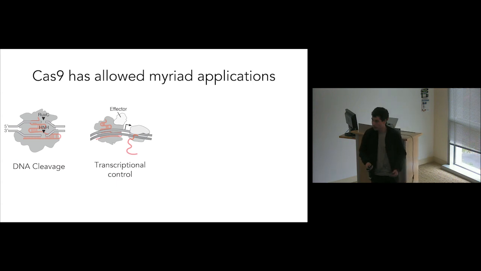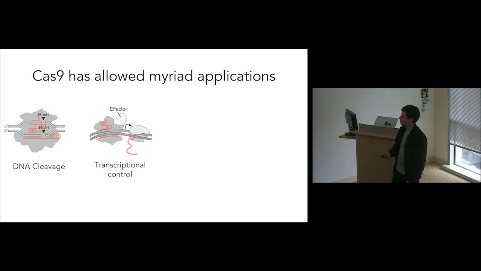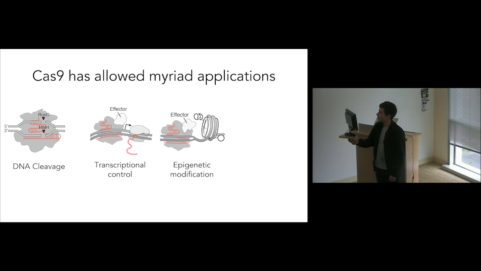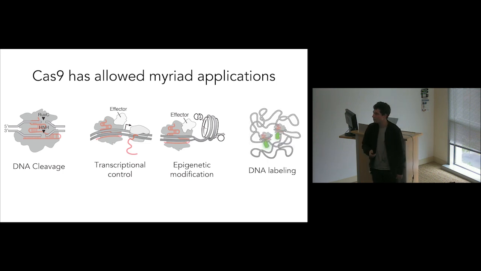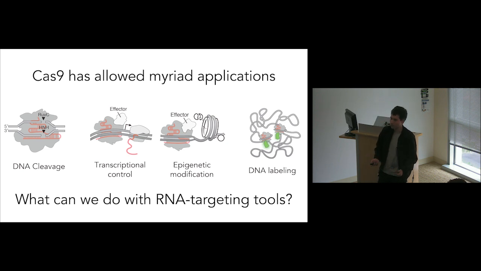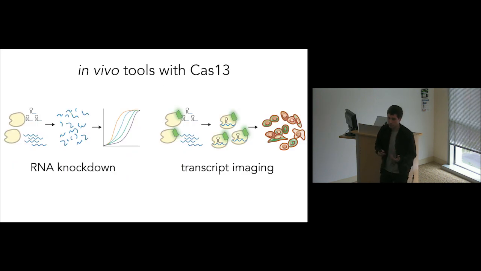We can also downregulate them. Going even farther beyond that, we can actually put epigenetic modulators, so we can change histone modifications or DNA modifications to see the cause and effects of those. And of course, we can actually label DNA and see what it's doing. So there's this whole slew of things that we can do, which really begs the question, what can we do with a tool that can bind to and or cut RNA? So today I'll be talking about two things that you can do.